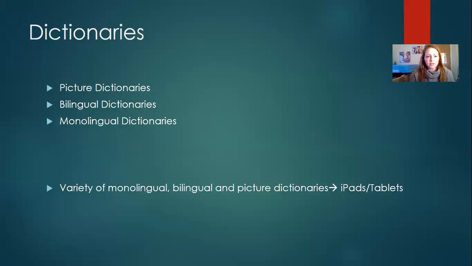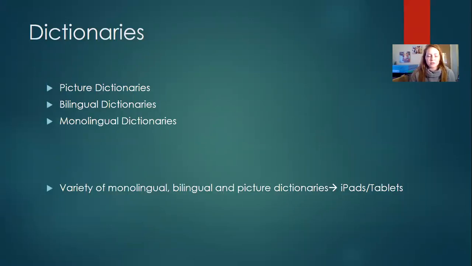For bilingual dictionaries, these are more for students who are proficient in their home language, so they know the definition and the spelling of these words. They're just not in English. So then these dictionaries are used as a support to make the connection between the spelling and definition in their home language versus the spelling and definition in the English language. So they can make that connection there and relate the two.